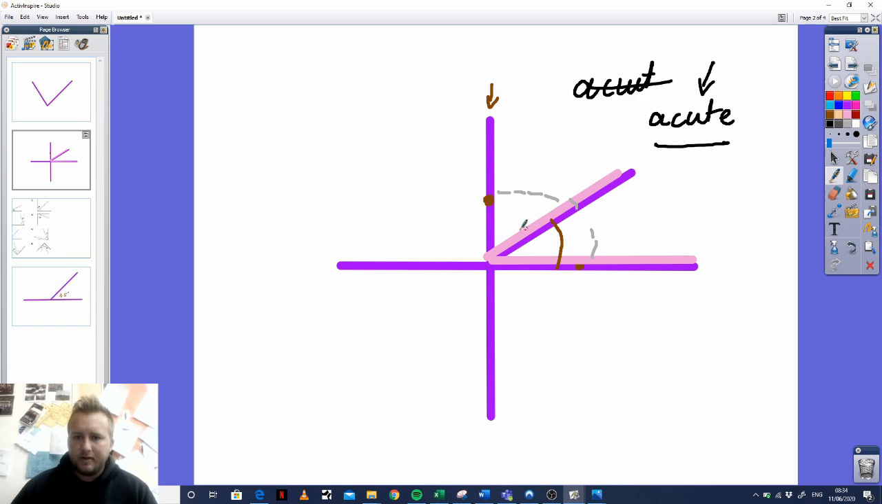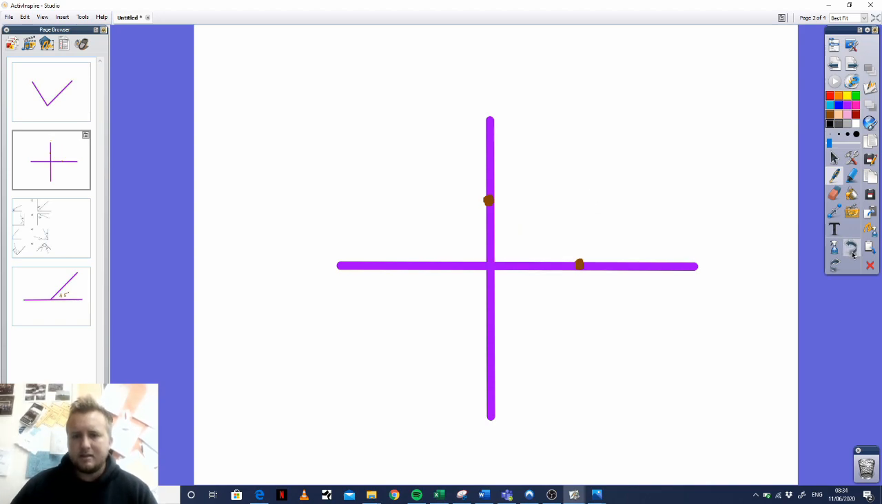So there you've got an acute angle. If it's anything smaller than the L-shaped perpendicular angle, it is an acute angle. So a small angle is an acute angle.